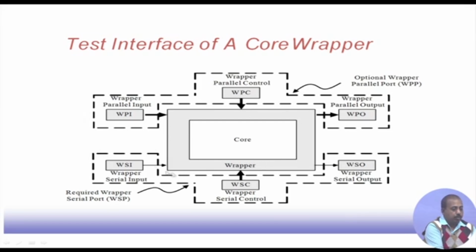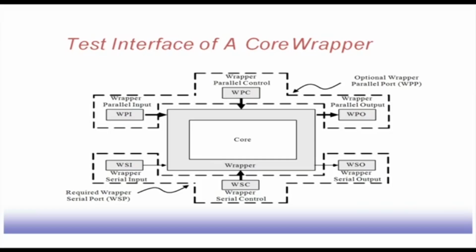WSI and WSO are serial lines, while you can understand that these are parallel lines. So, a good number of bits can be transported through them. If my ATE has a channel with a larger number of bits, they can be put into these WPI lines, so that it can transfer a number of bits in parallel for testing.